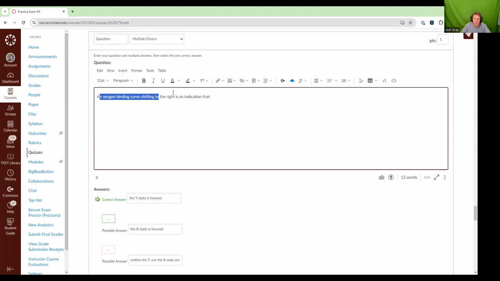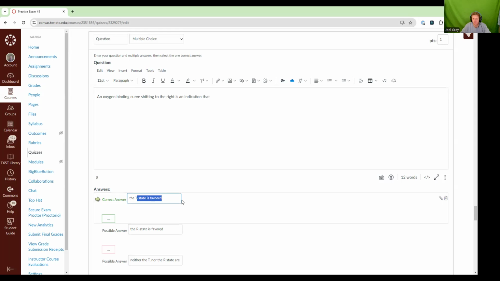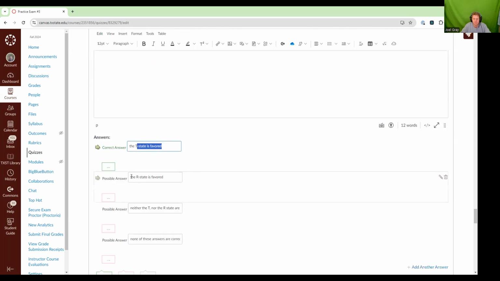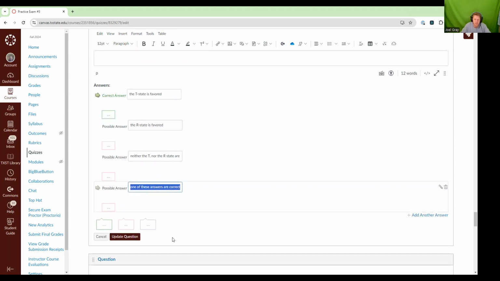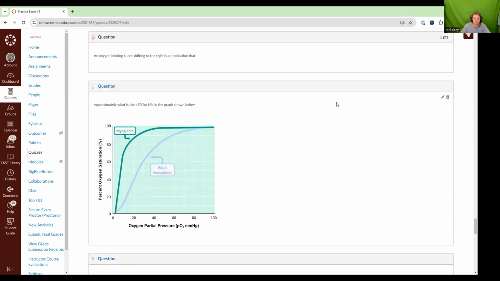All right, next up is an oxygen binding curve shifting to the right is an indication that the T state is favored. A shift to the left would be the R state, and the answer options are the T state is favored, the R state is favored, neither the T nor the R state are favored, and none of these answers are correct. The T state is favored is the correct answer.